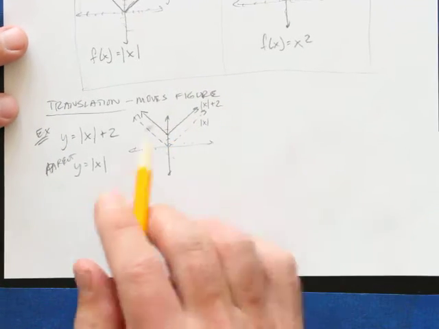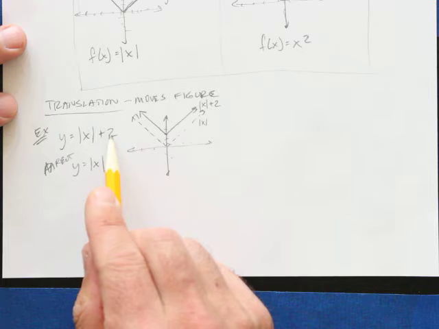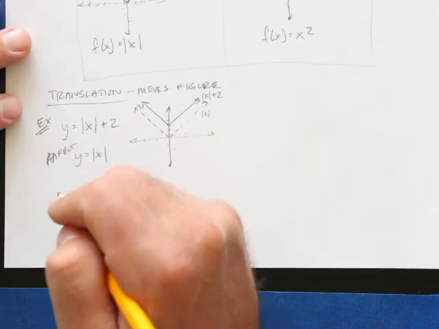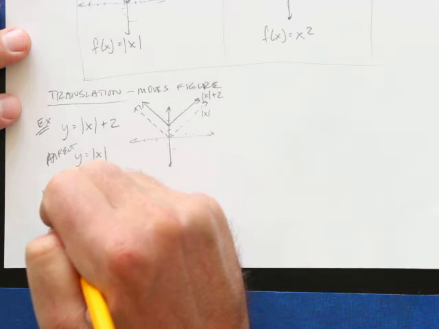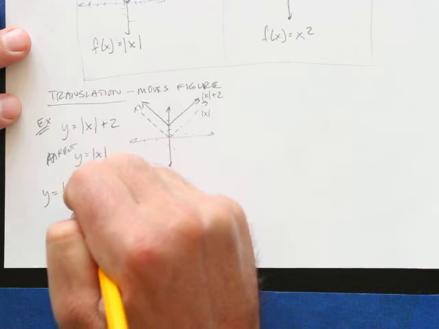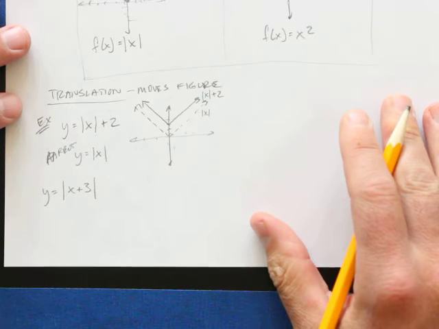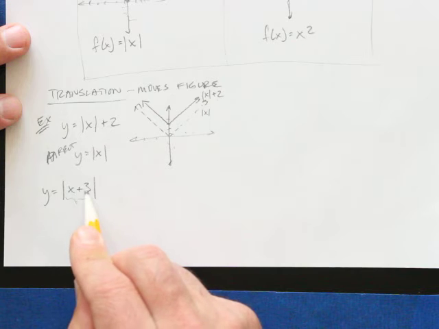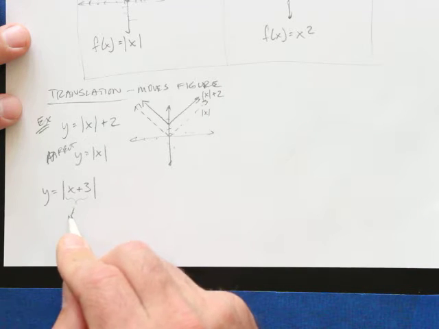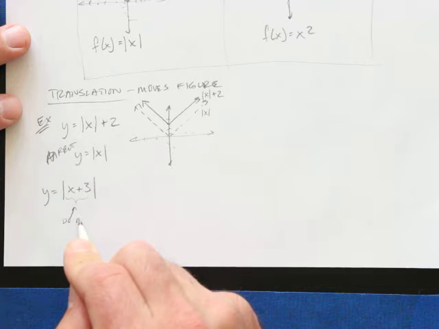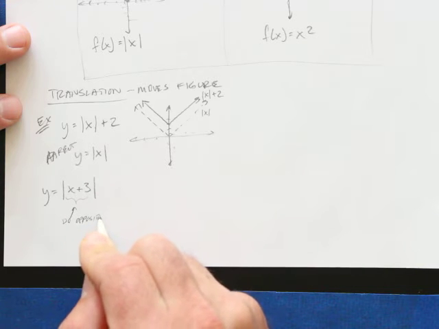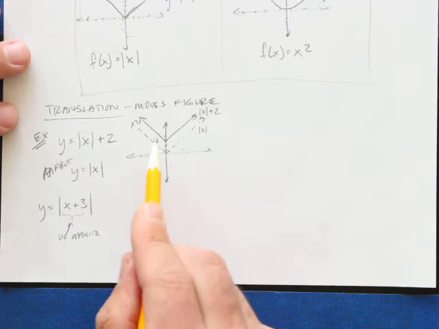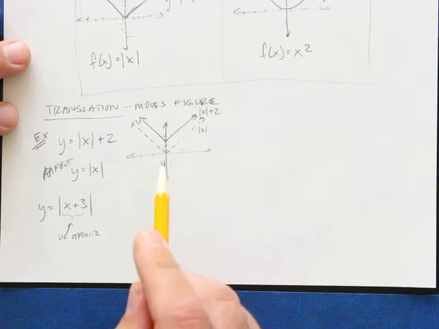Let's look at one where the translation is inside. So let's look at this one. Y equals the absolute value of x plus 3. Now, when you've got the number next to the x value like this, you do the opposite of what you think you should do. So this says plus 3. Remember, plus 2 moved it up 2. If it was minus 2, it would move it down 2.